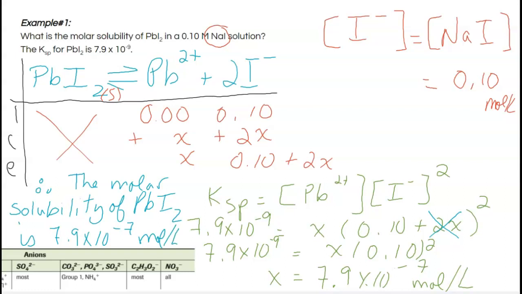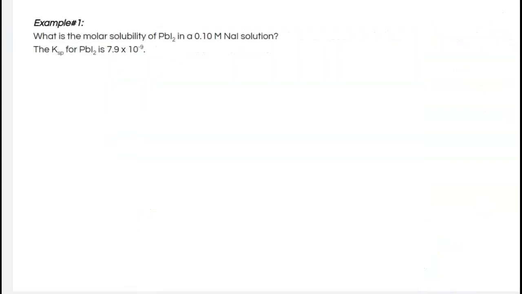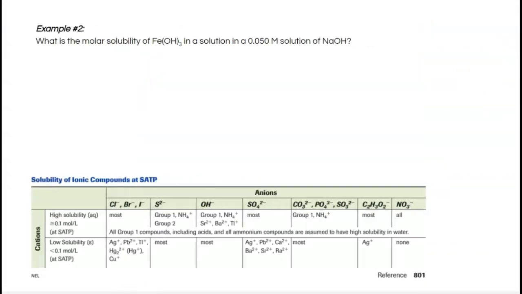That tells me the number of moles in a liter of the substance that will dissolve given the addition of that sodium iodide in solution. Okay, let's go on to another question. So here we go. In this question it reads, what is the molar solubility of Fe(OH)3, iron 3 hydroxide, in a solution of 0.050 moles per liter sodium hydroxide? So what I'd like you to do is try this question, see how you make out, and then we'll come back in a minute and go through the solution.